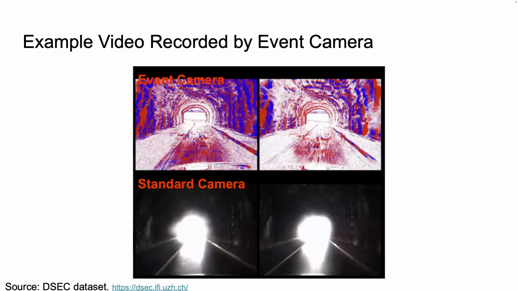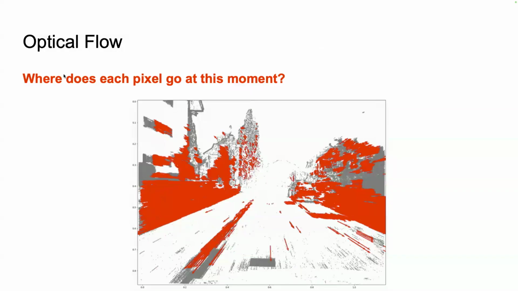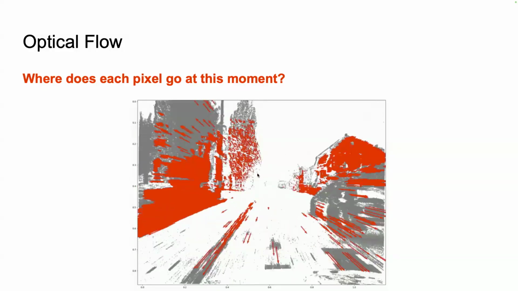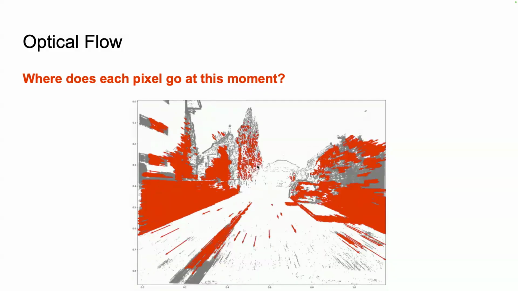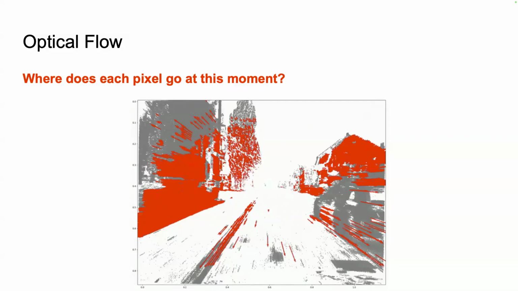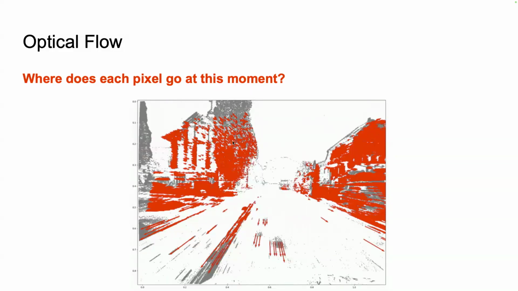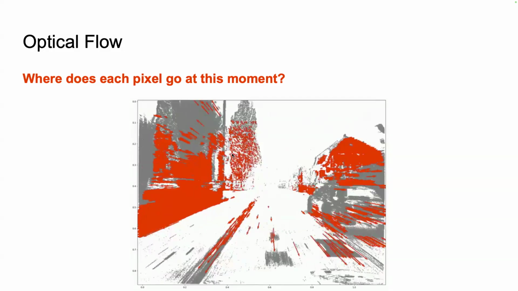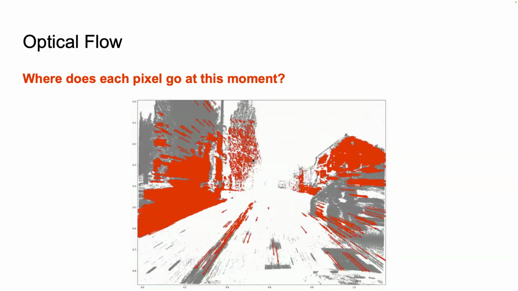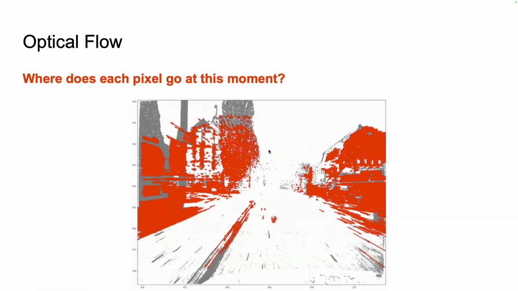So the problem is, can we estimate optical flow from the event camera? Optical flow means where each pixel goes at this moment. If you look at this GIF, you can think of yourself driving forward. Then of course the scene around you would go behind. That's the optical flow when you are driving. So basically we want to predict, for example, optical flow from the event camera.